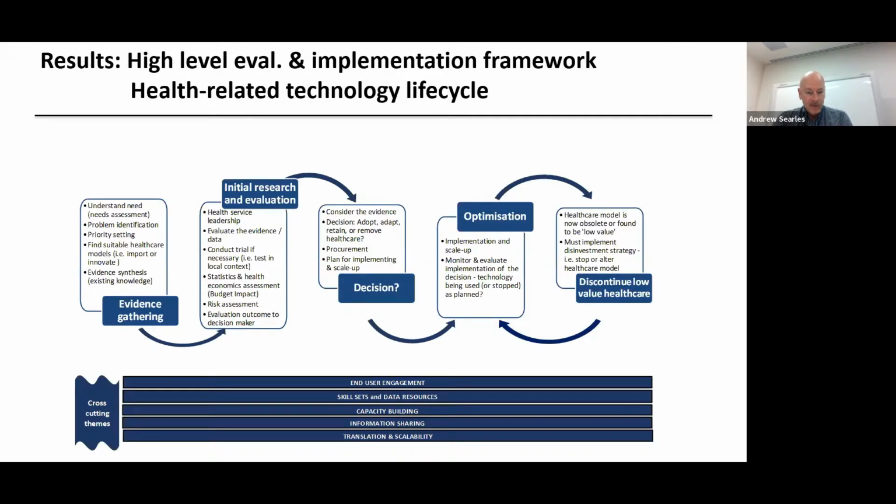And so the first steps, of course, are on the far left-hand side around evidence gathering. So this includes understanding what the need is. What is the demand for this new technology or the model of care? It's also around identifying the problem it's going to solve. It's around priority setting. It's also about finding suitable healthcare models.